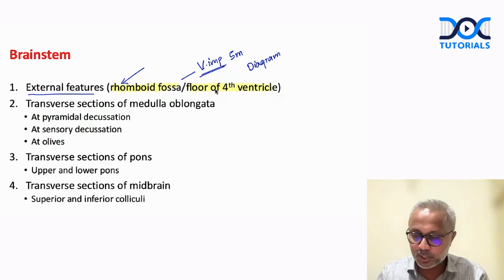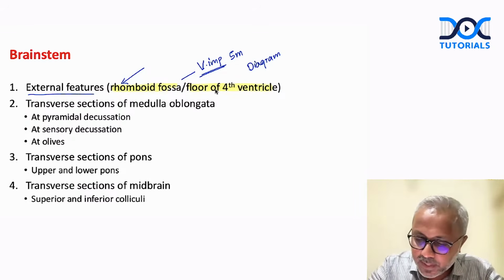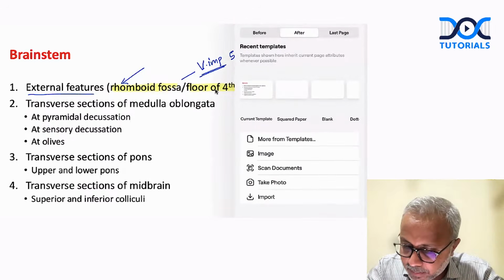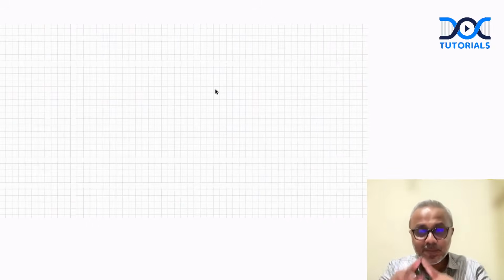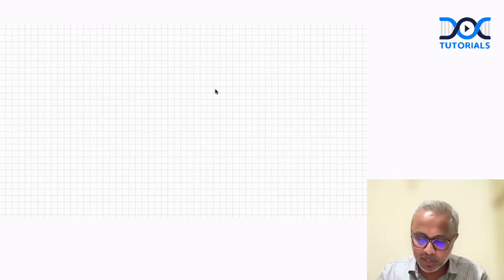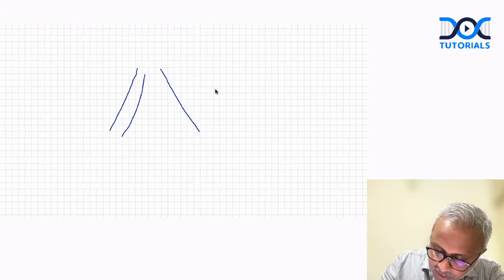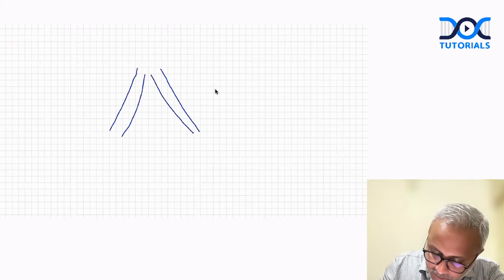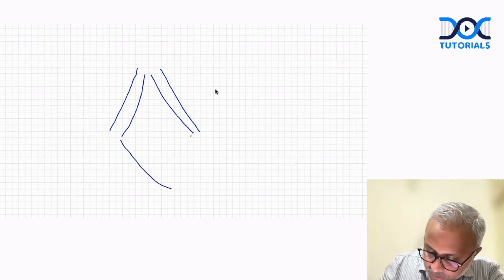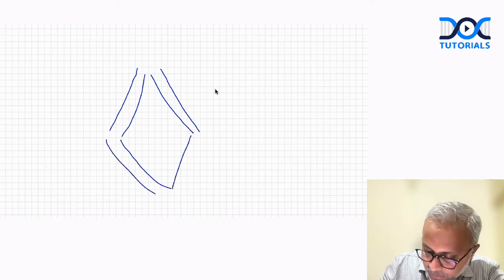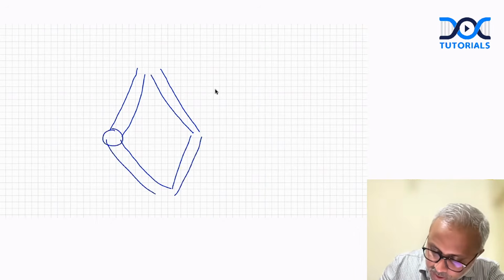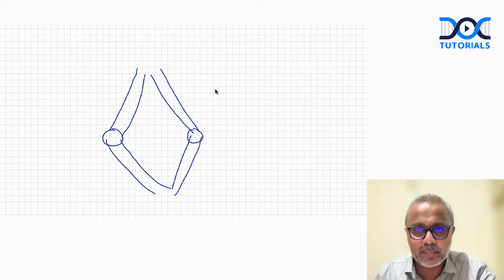The diagram of the floor of the fourth ventricle. So let's see if we can make it a little bit simpler. As we said, it appears like a rhomboid fossa. So let's imagine. First, we have the superior cerebellar peduncle. Here we have the inferior cerebellar peduncle. And in this region, we have the middle cerebellar peduncle.